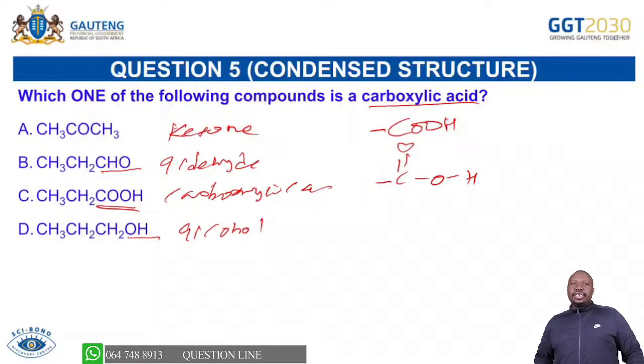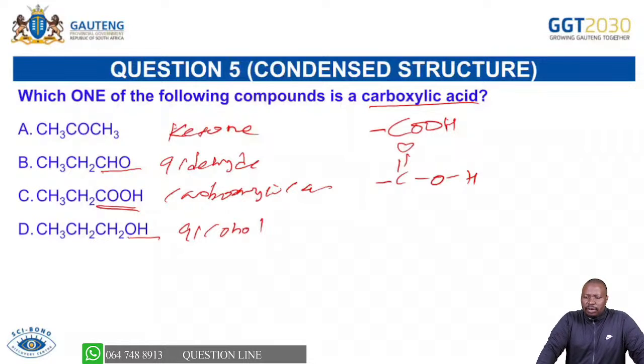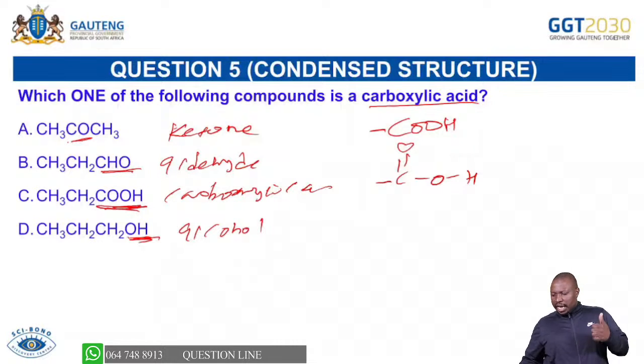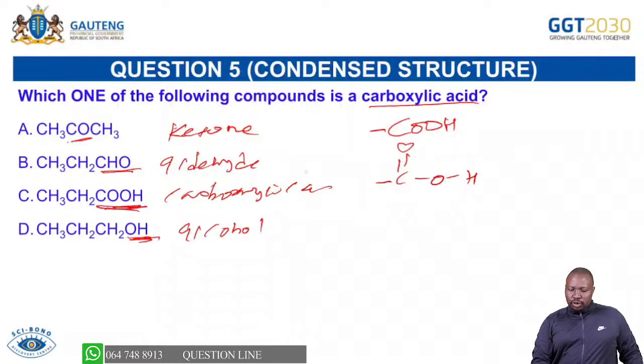Remember, we can change the question and say, what are the names of these functional groups that are found here? Remember, we said this is a carbonyl for ketones. For aldehyde, it's a formyl group. For carboxylic acid, it's a carboxyl group. And for alcohols, it is the hydroxyl group. So you're able to do that, and you get your 2 marks for saying carboxylic acid is a C double bond O OH. So you get your 2 marks there.